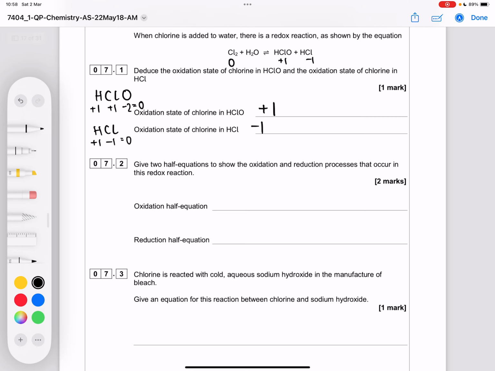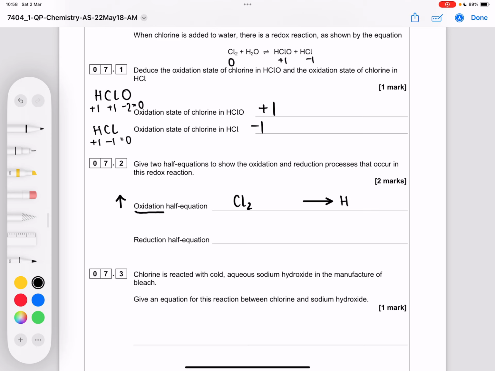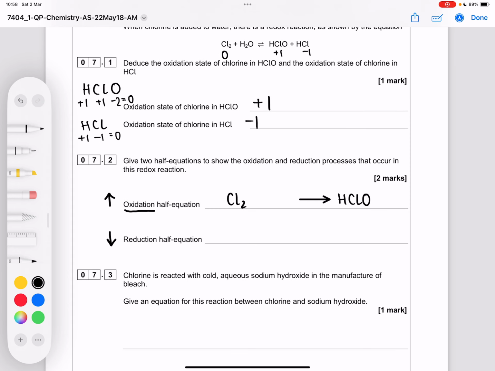Now it says give two half equations, so we're going to use the rules for half equations to do this. It wants the oxidation half equation, and that would be where the number goes up. So we're starting from Cl2, going to HClO, where it was +1. In reduction the number is reduced, so we would be going from Cl2 to HCl. And then we're going to use the rules on each of these.